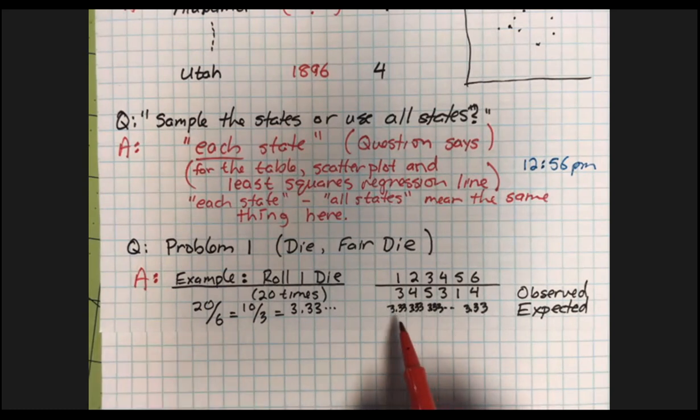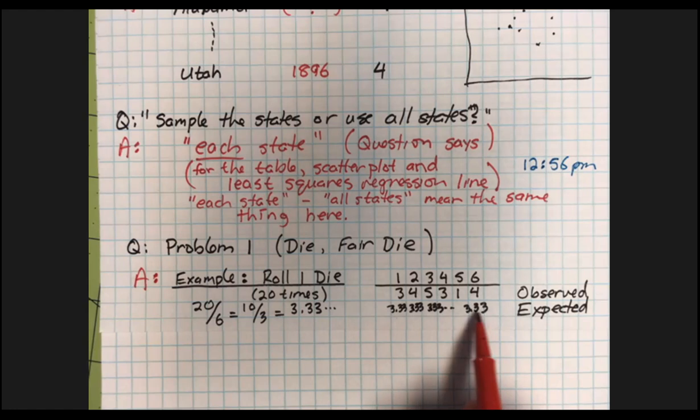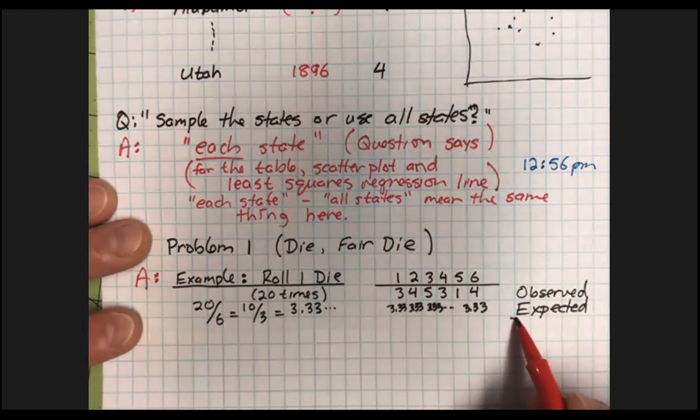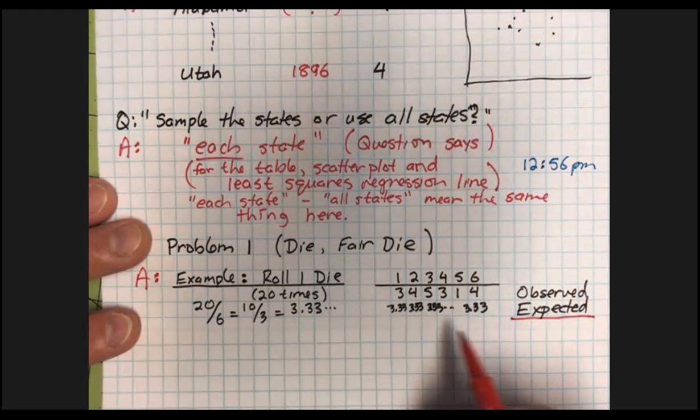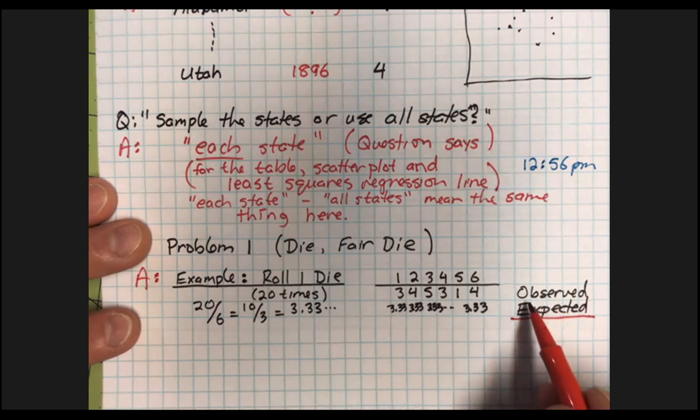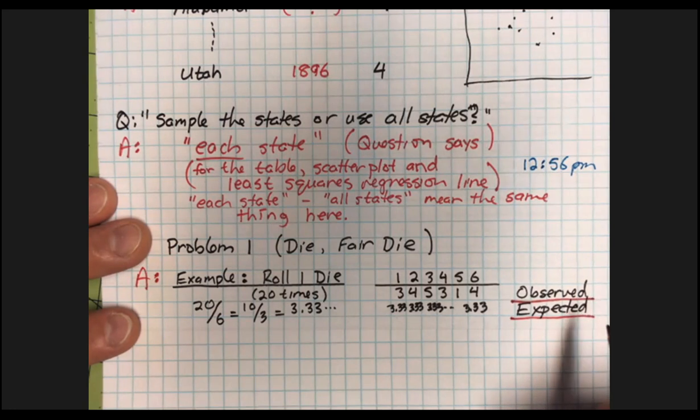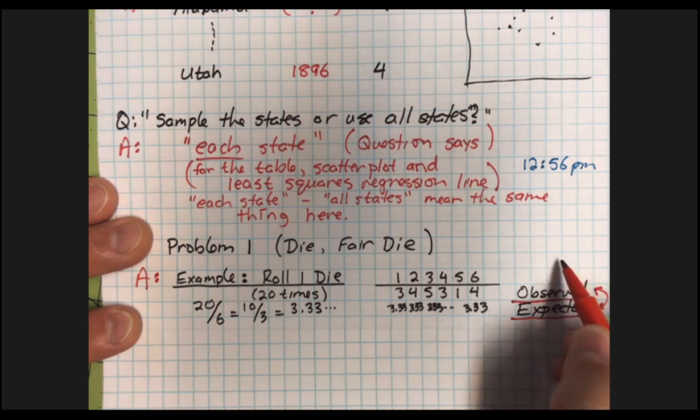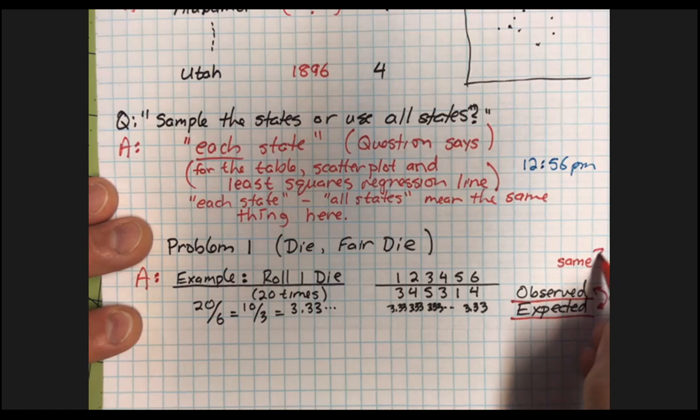So unlike this, when I roll one die, I expect each number to come up equally often. When I roll two dice and I have a sum, the lowest sum is 2, the highest sum is 12, they do not show up equally. So the question is, what do you expect when you roll two dice? How do you expect the distribution to look? In the problem, I gave you an observed distribution. And the question is, what hypothesis test will tell you whether these are the same or not?